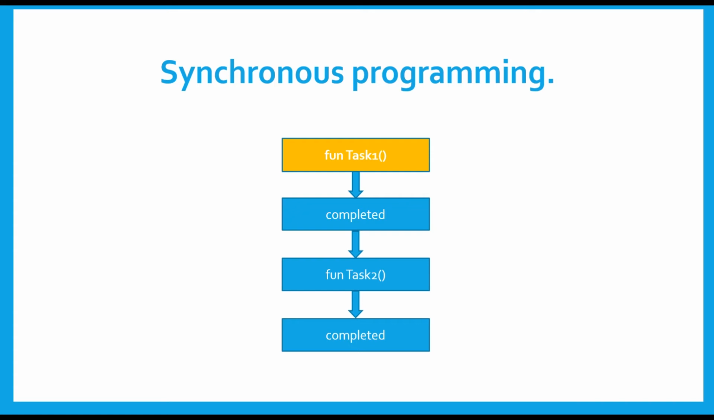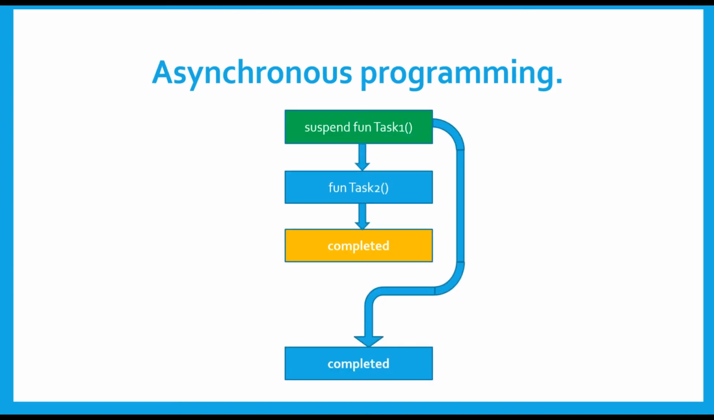So first, for example, here is task 1, and then when it's completed, task 2, and when it's completed, and so on. It's just a single linear order, and each task cannot be executed if the previous task is not executed. But in the case of asynchronous programming, we can suspend the previous task and resume it later, so it can be run in the background.